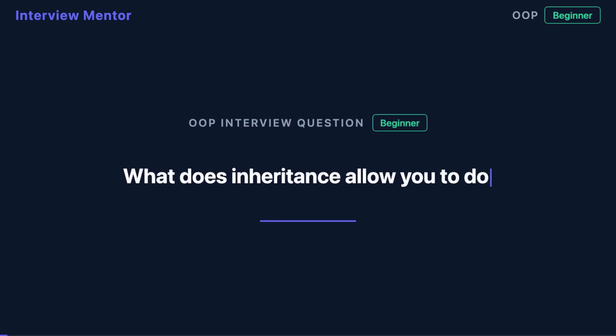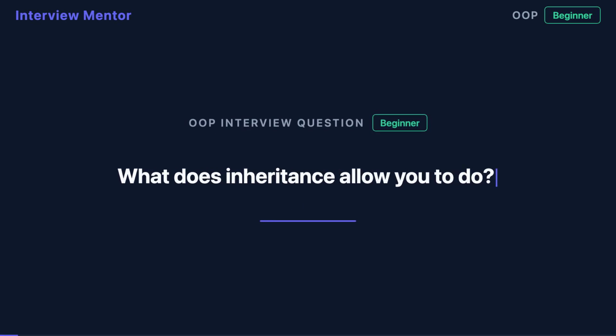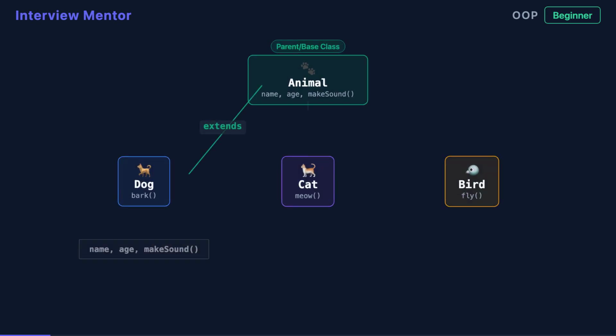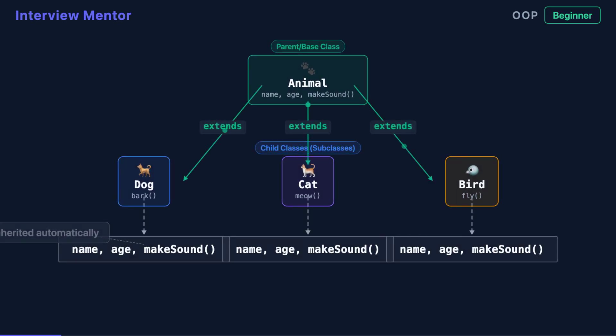What does inheritance allow you to do? It's the OOP feature that saves you from copying and pasting the same methods and fields into every single class. Inheritance lets you create a new class called a subclass or child class that automatically gets all the fields and methods from an existing parent or base class.